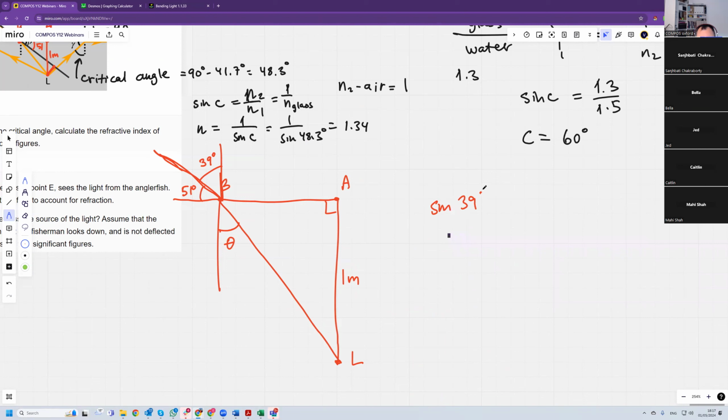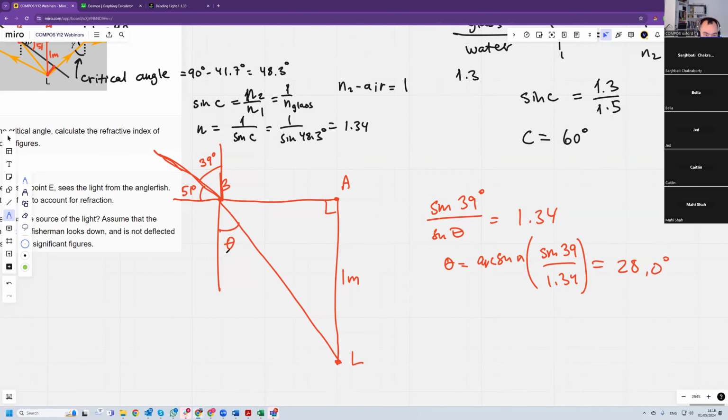So sine 39 over sine theta is 1.34. So theta is arc sine of sine 39 over 1.34, which is 28 degrees. So this is 28.